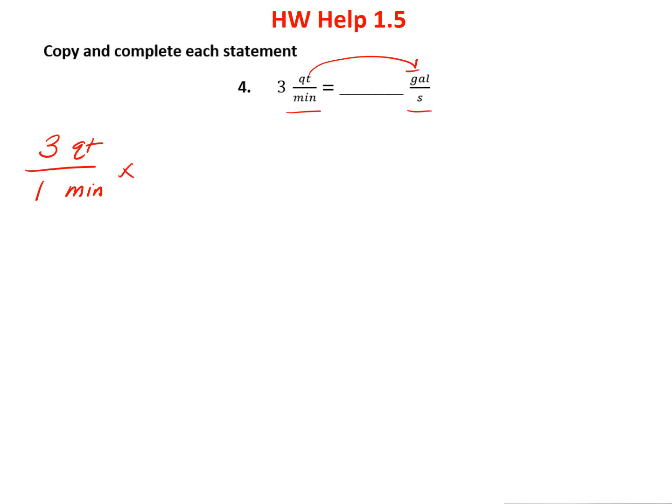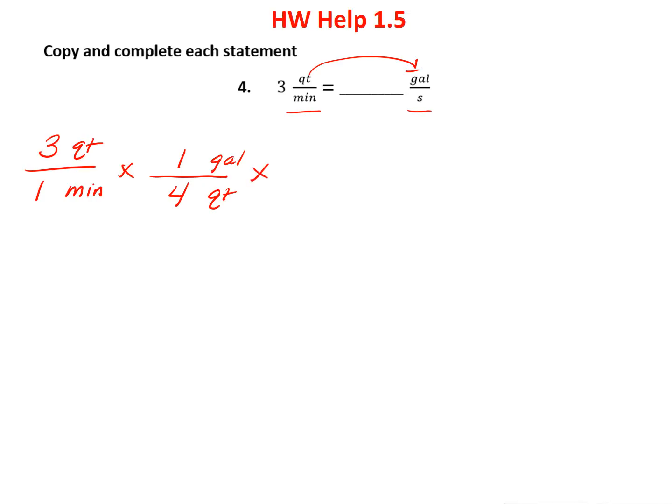Let's go first from quarts to gallons. Well, I'm going to need a conversion rate in which I need to end up with gallons, and I need quarts to be on the bottom. Notice that quart and quarts will cancel out if I do this. Well, how many quarts are in a gallon? There are 4 quarts in 1 gallon. So that's going to be my conversion rate. I end up actually dividing by 4 to get it into gallons.